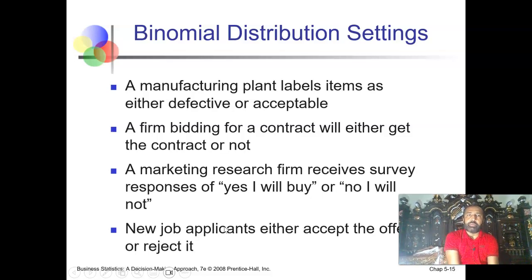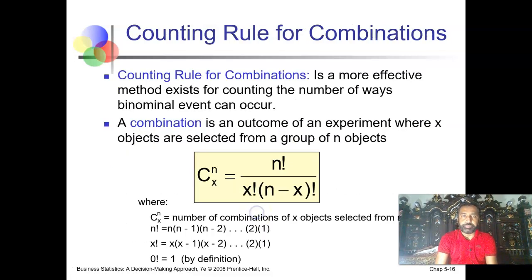Some examples of binomial distribution: a manufacturing plant labels items as either defective or acceptable. A firm bidding for a contract will either get the contract or not. All these examples have only 2 outcomes. For example, a product is defective or acceptable, yes I will buy, or no I will not buy. So, if the number of possible outcomes is only 2, like gender, male or female, smoker or non-smoker, we call it binomial distribution.